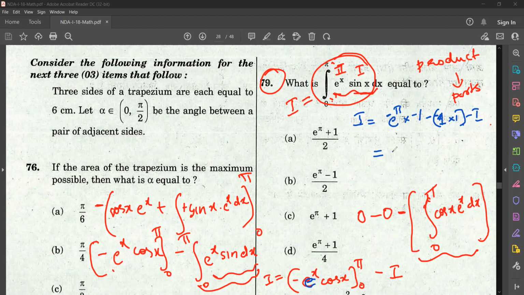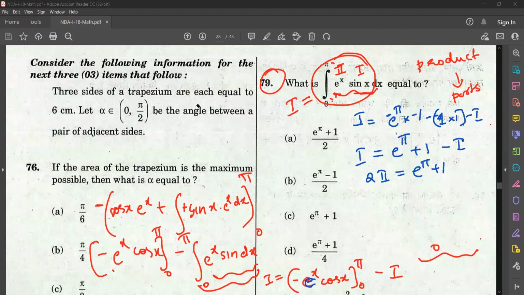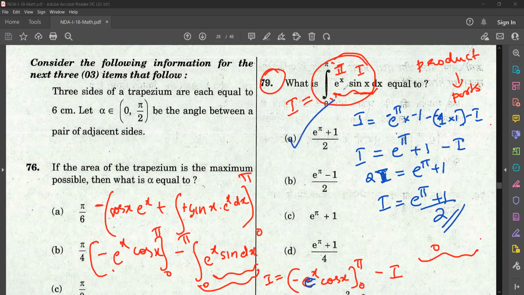So this will become e raised to pi plus 1 minus I. So I is equal to e raised to pi plus 1 minus I. Take I to this side. So 2I is equal to e raised to pi plus 1. We have to find I, so I is equal to e raised to pi plus 1 by 2. That is the option, e raised to pi plus 1 by 2.